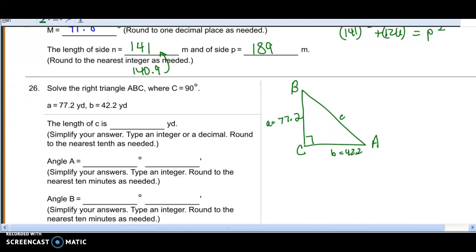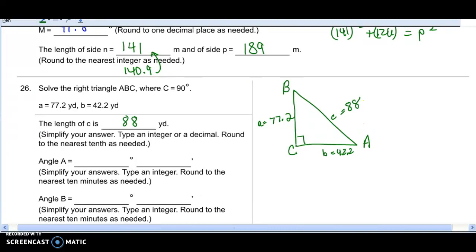Setting up the triangle for 26, I've set that up. You can see the figure on the right. You got to remember that little side A is across from angle A. Little side B is across from angle B. You got to get those in their correct positions. Well, one of the first things I can find is, once I know A and B, I can find C using the Pythagorean theorem. So go ahead and do it. You should get C equal to 88 when you use the Pythagorean theorem.